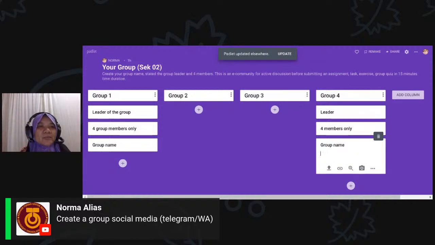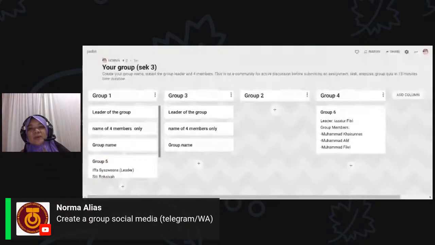I hope you can create your group here for chapter, this one is section 2. Let's go to section 3. So I stop sharing, and I go to another section. Okay, this is section 3. Alhamdulillah, already done. Thank you very much.